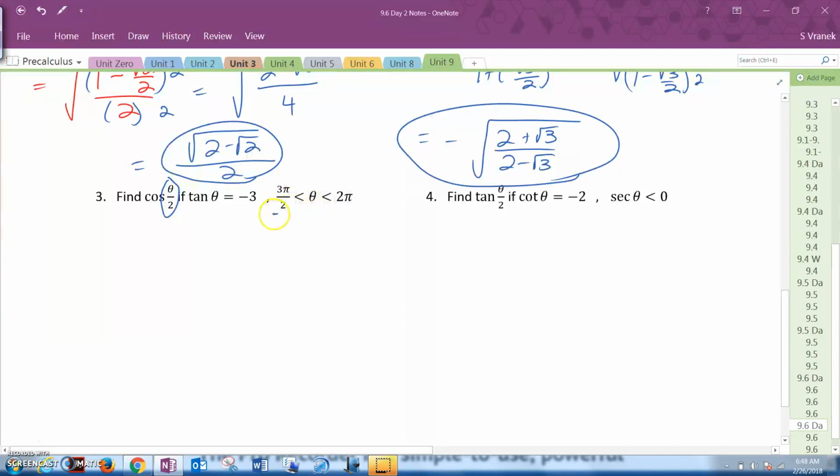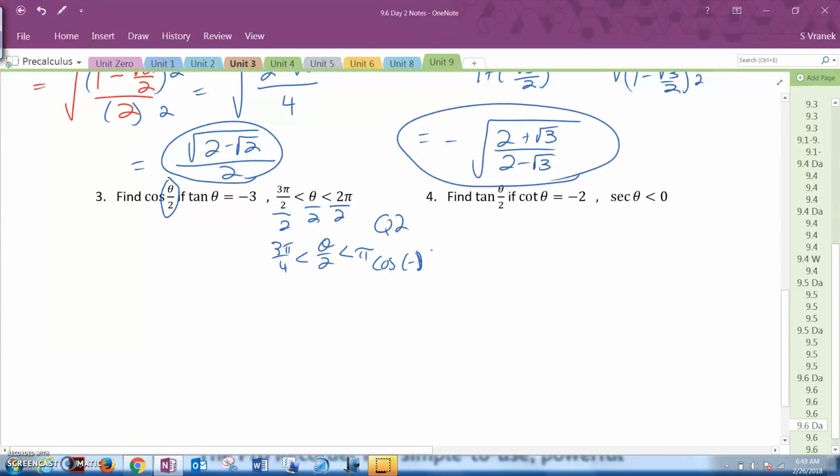So to figure that out, I'm going to divide everything by 2. And I get 3 pi over 4 < theta over 2 < pi. So it's saying theta over 2 is between 3 pi over 4 and pi, which is quadrant 2. So that's Q2, and in Q2 cosine is negative. So my final answer for this problem will be negative.